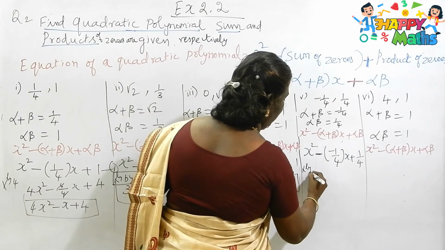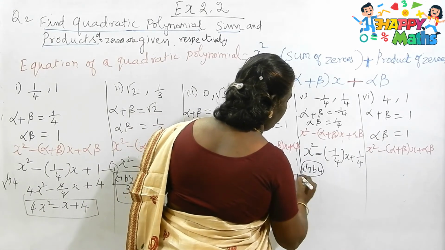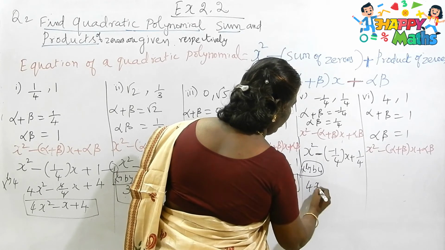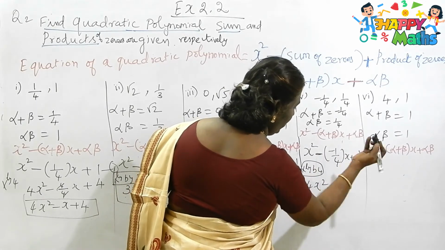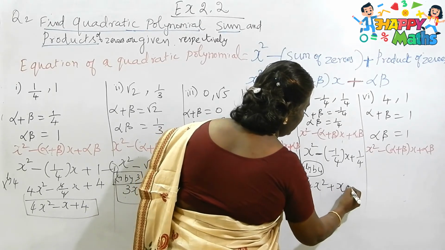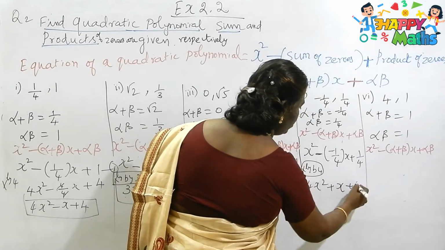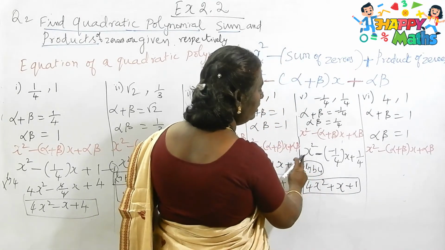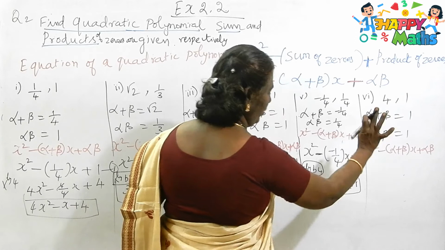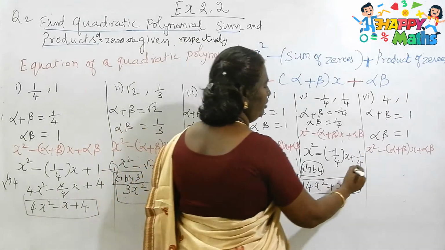So if I multiply by 4, I will be getting 4x square. Both the signs will become plus. This 4 will go up, so only x. Then this 4 also will go, so this will become 1 only. So it is 4x square plus x plus 1. Finished.